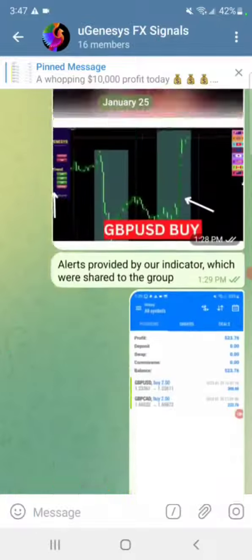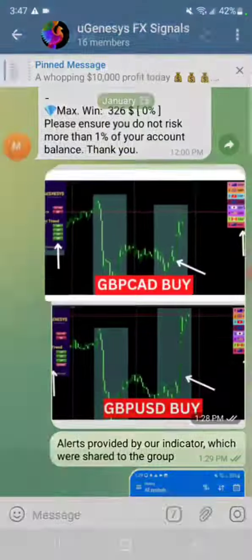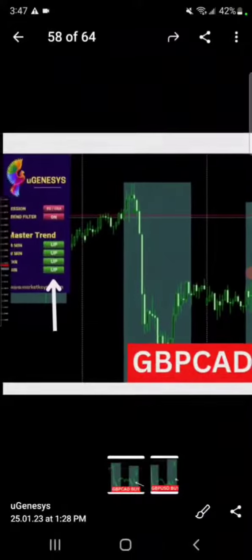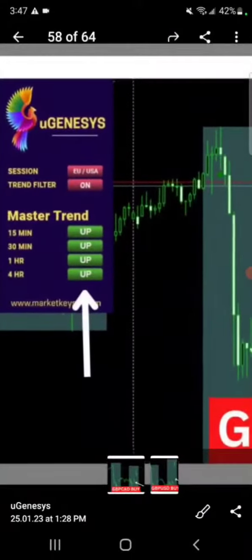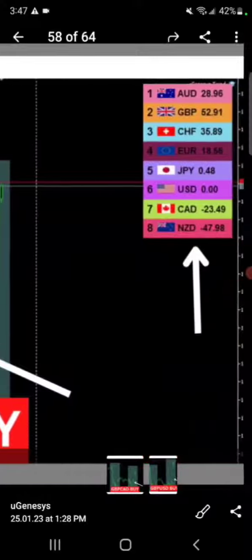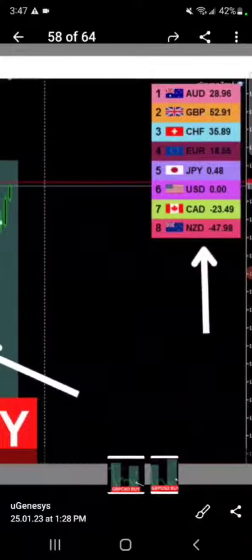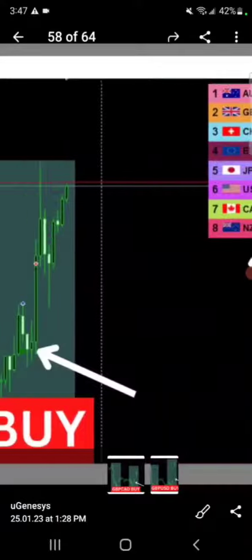I'm going to show you again what it looks like, because these are some of the trades from a few days ago. So this is what it looks like. It has the overall trend of the market right here, and over here you have the currency strength meter to see which currency pairs are strongest and weakest. And lastly, we have the execution area where we get our alerts, and we will know whether to buy or to sell. It's a very simple indicator made specifically for Forex trading beginners.